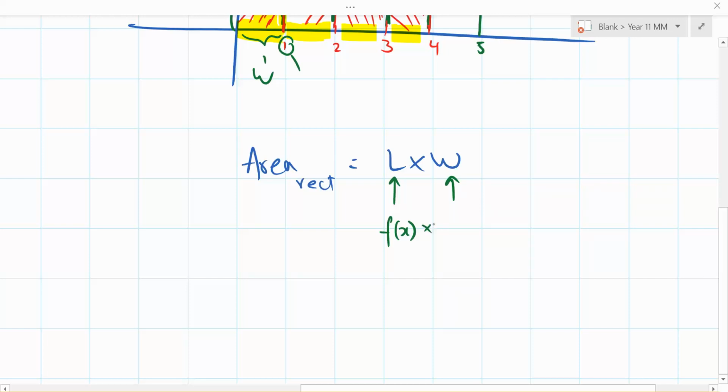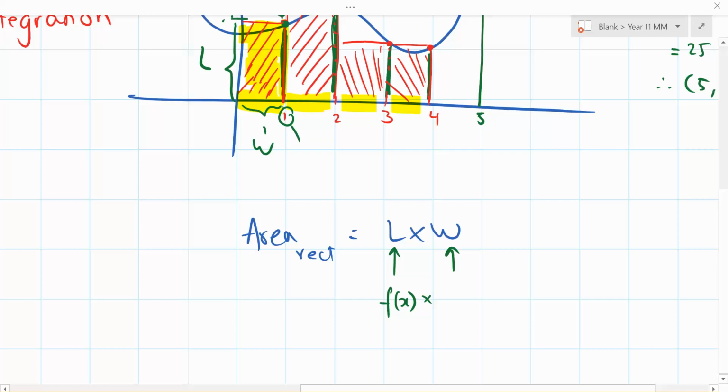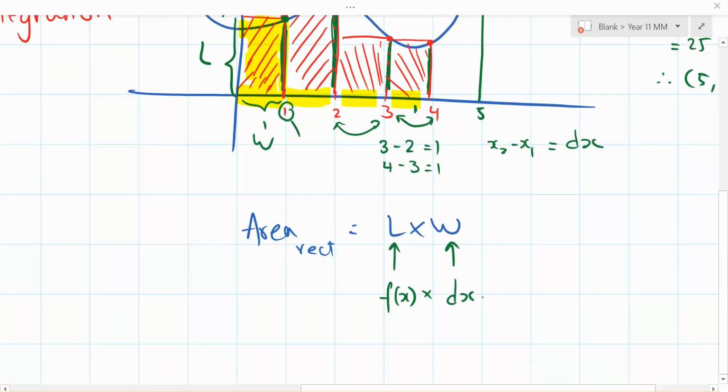Now, how do you know that from 2 to 3 has a width of 1? Well, essentially what you did was 3 take away 2. That's how you know there's a width of 1. Similarly with 4 to 3, width of 1, you would have said 4 take away 3. Essentially you're doing x2 minus x1, and in short, we don't like to write it as x2 minus x1. We normally write delta x. Delta x means change in x, and that's the width of the rectangles.